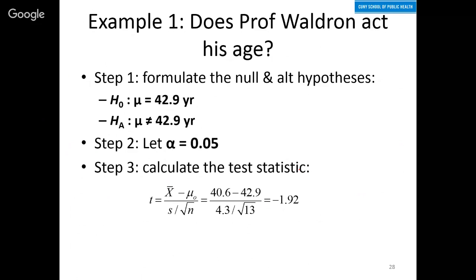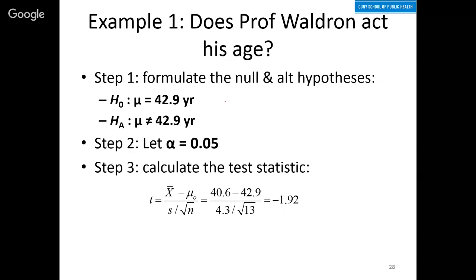So my true age is about 42.9 years. And so I'm going to use that as the null hypothesis. If I act my age, then that is the mean age. That should be the mean of people's guesses over a large enough number of guesses. So I'm going to write this out as my null hypothesis. Set an alpha level of 0.05.